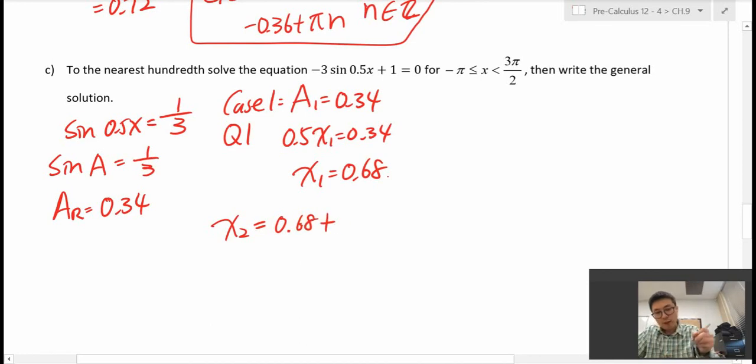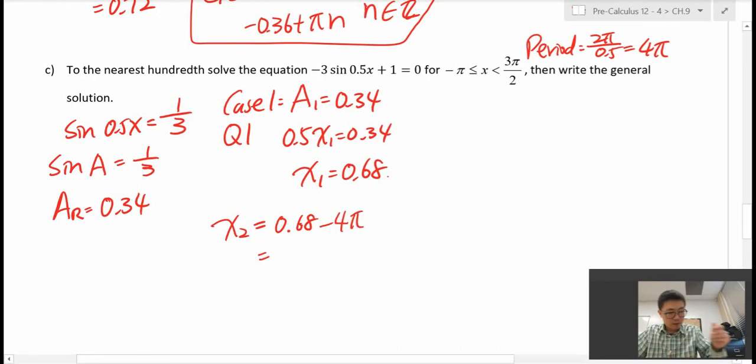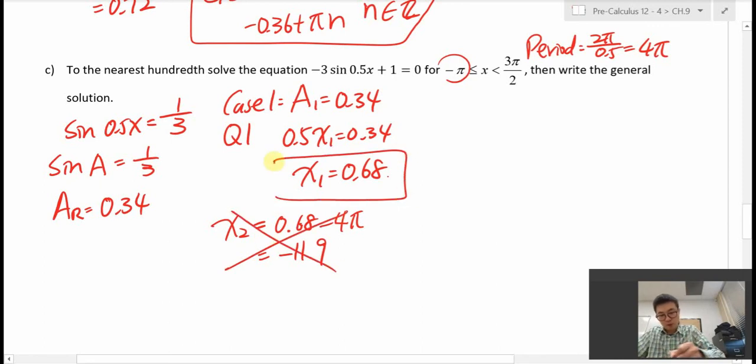0.68 plus the period. Now, the period is going to be 2 pi for sine, but because the value of b is 0.5, the period is going to be 2 pi divided by 0.5, which is actually 4 pi. So I don't think it makes sense for us to add 4 pi because clearly we are going to go outside of the domain here. So we can try to minus 4 pi, and you can try this. You will see that this is clearly outside of the domain as well. This is negative 11.9, and we only want to go all the way down to negative pi. That's clearly less than that, so we will reject this answer, and that will be the only answer for our case 1.